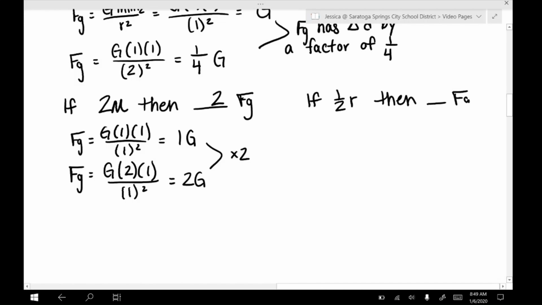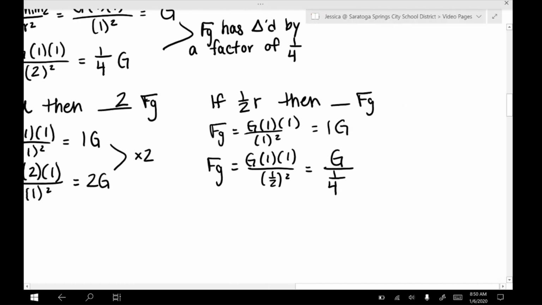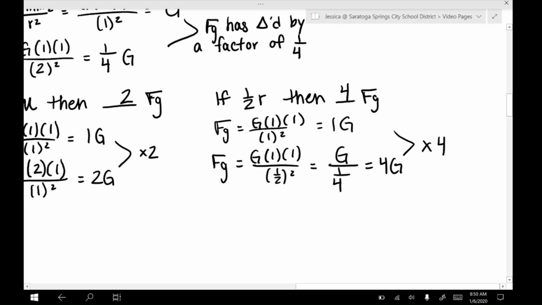Then what happens to FG? Again, everything initially gets a value of 1, just to make life easier. I'm not saying the mass of a planet is 1 kilogram, that's impossible. So if I halve R, 1 over 1/2 squared gives me G over 1/4, which is actually the same as 4G. So again, this is a change of a factor of 4. If I halve the radius, then I quadruple FG.